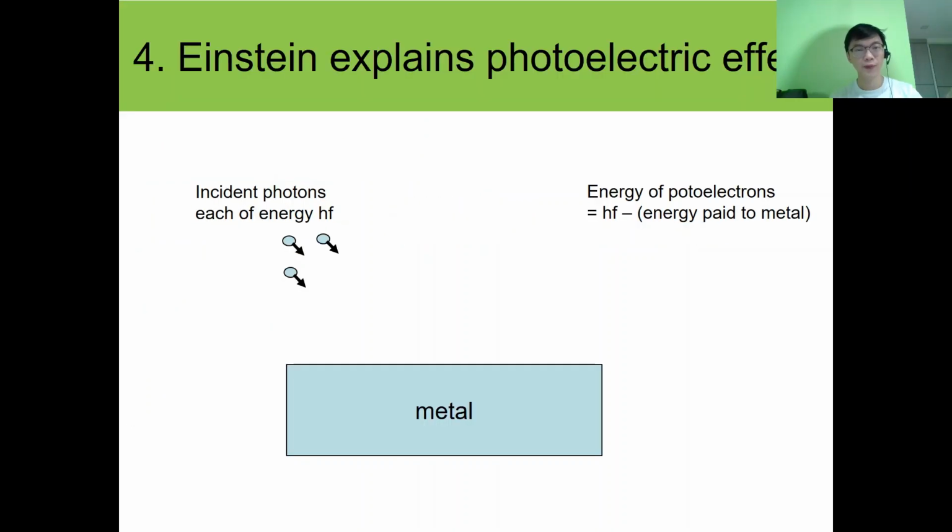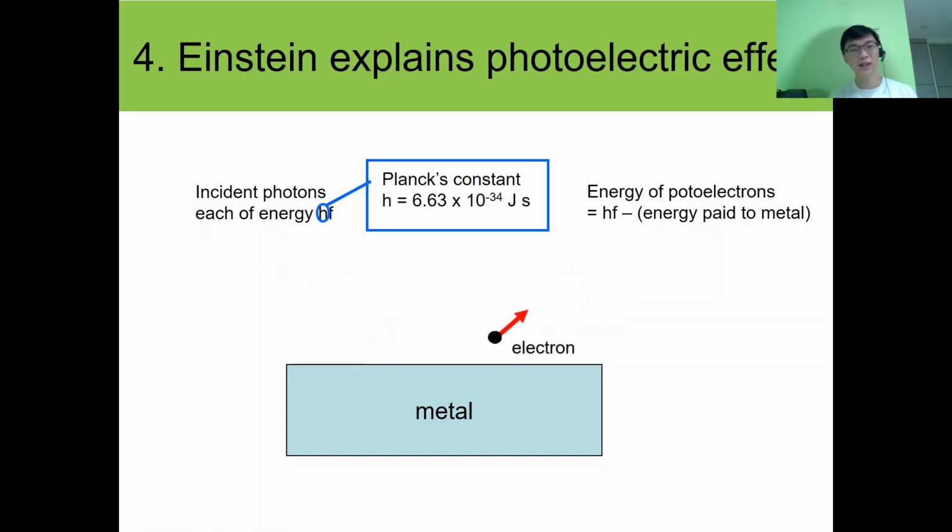First, Einstein explains the photoelectric effect by saying that light is not a wave anymore. Light is made up of photons, particles, each of energy hf, and when they hit a metal, an electron comes out. He's saying that the energy of the photon is hf. Some energy is paid to the metal, so the energy of the photoelectrons is hf minus the energy paid to the metal.